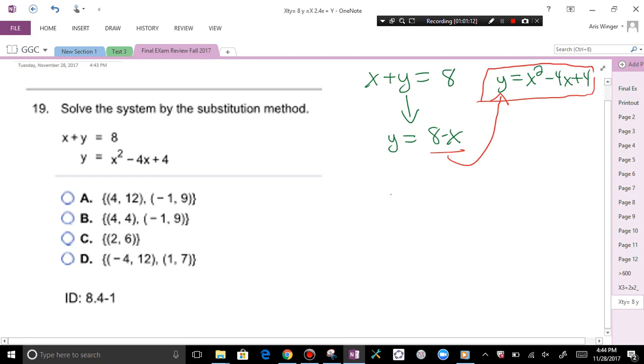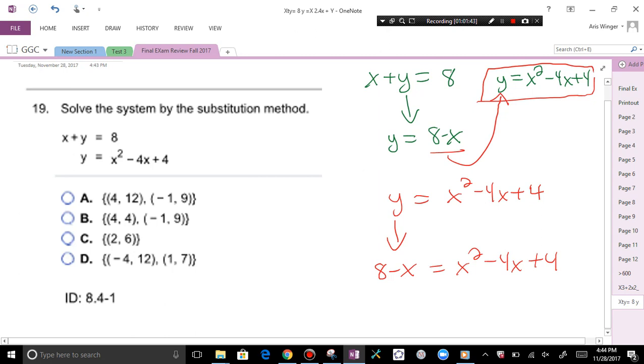So now y equals x squared minus 4x plus 4 gets transformed by replacing y with 8 minus x: 8 minus x is equal to x squared minus 4x plus 4. We'll get everything on one side, and then we'll factor. So that's just substituting one equation into the other.